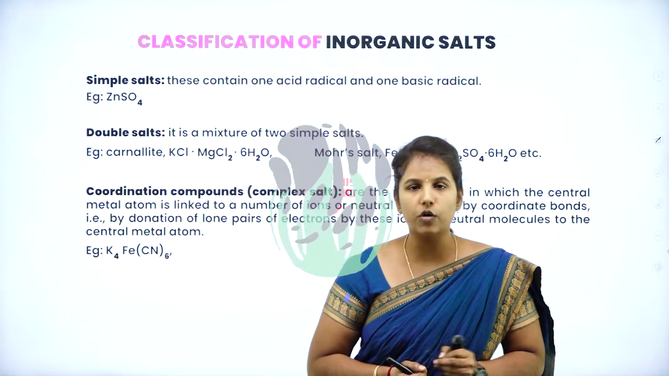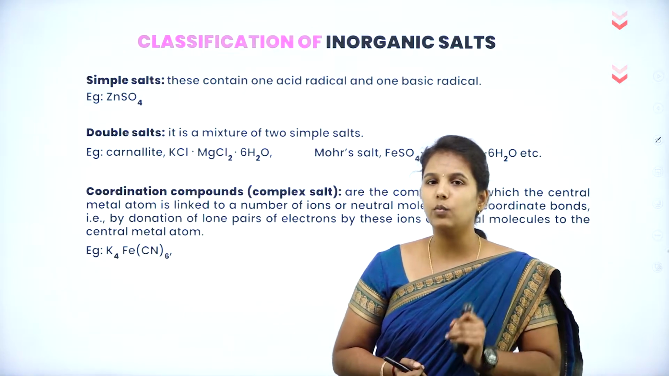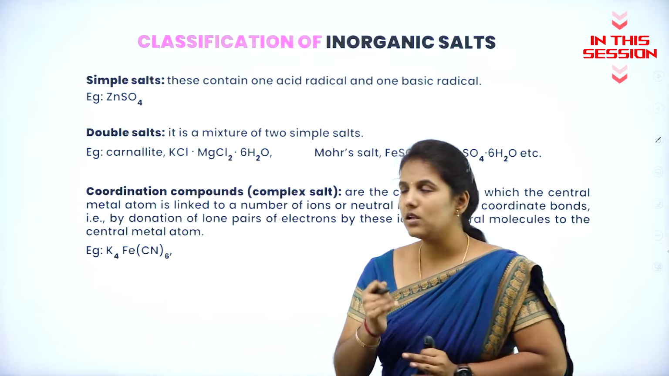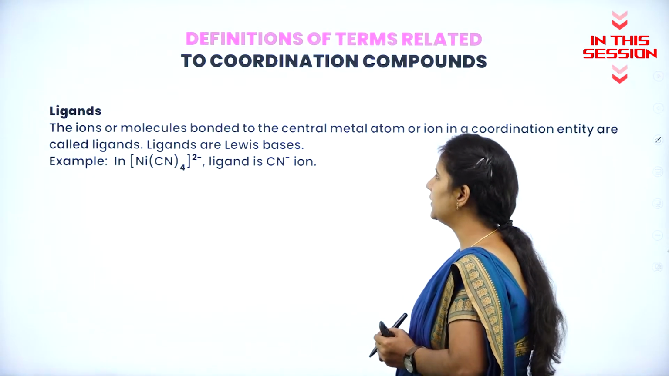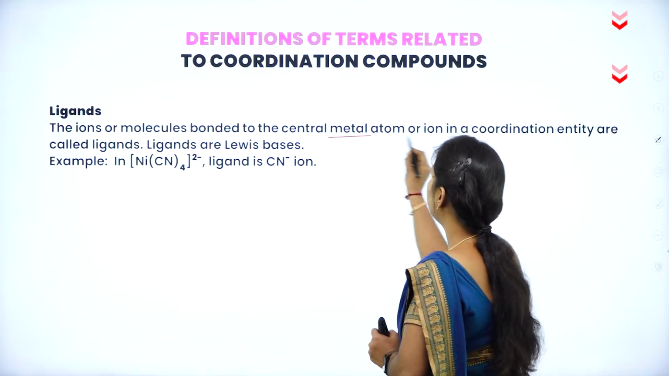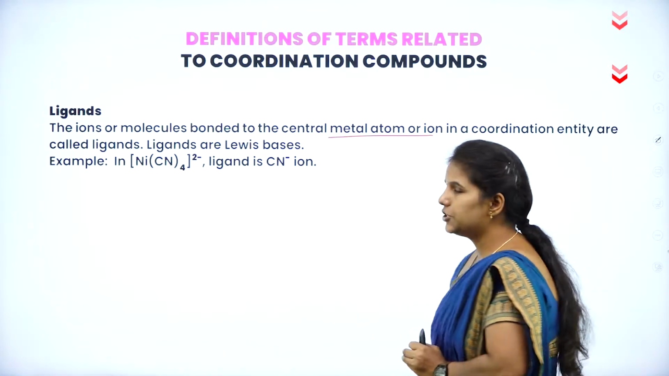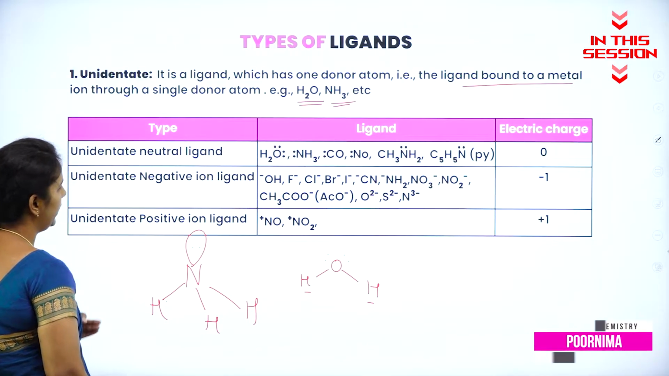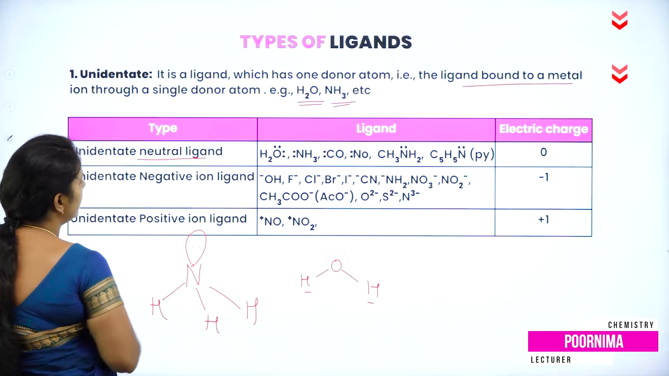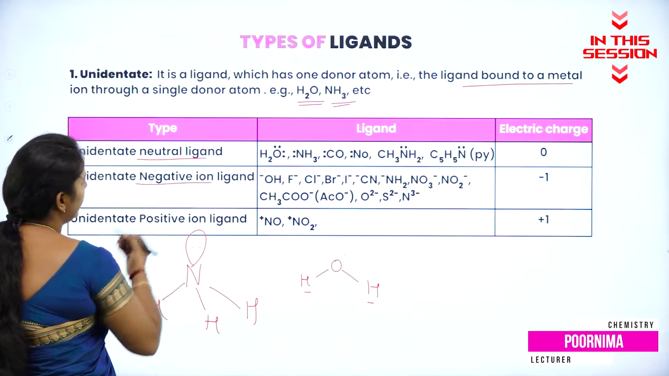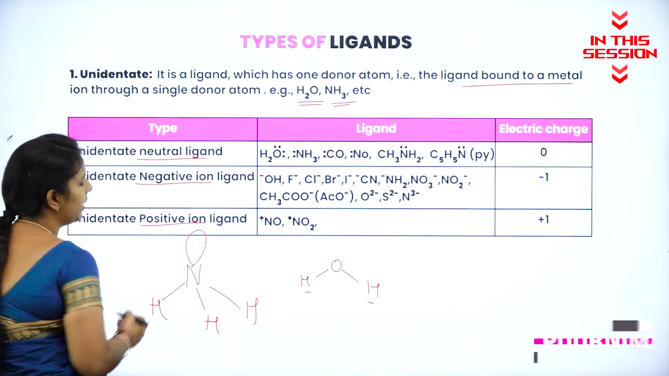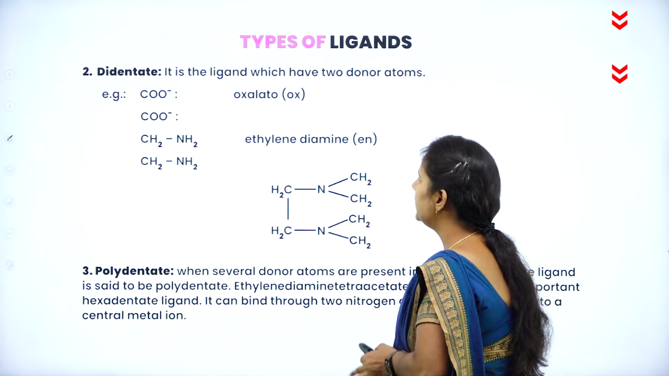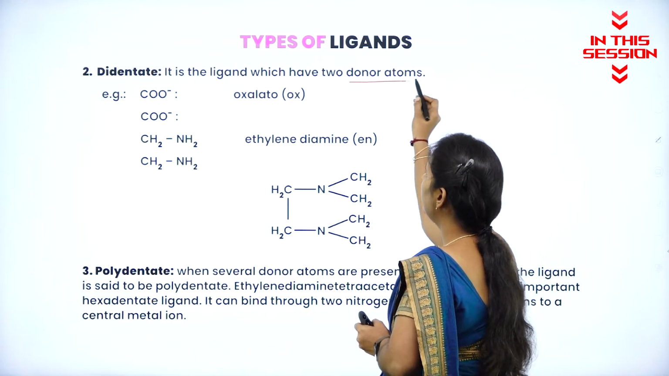Simple salts consist of one acid radical and one basic radical. Such salts are known as simple salts. The ions or molecules which are bound to the central metal atom by a coordination bond are known as ligands. Ligands again are of three types: they will be in the neutral form, in the negative anion form, or in the positive ion form. Didentate ligands are the ligands which have two donor atoms.